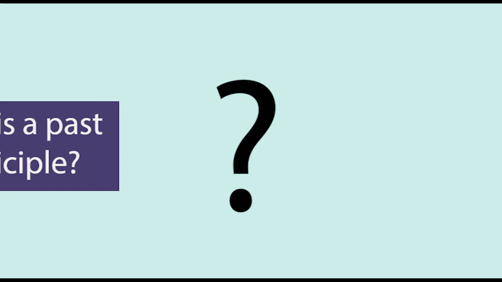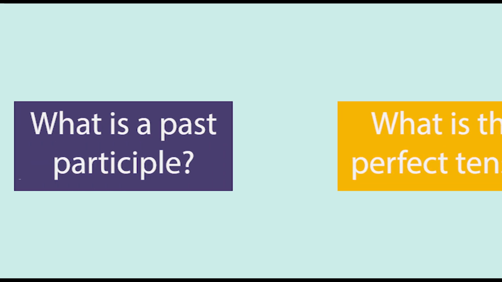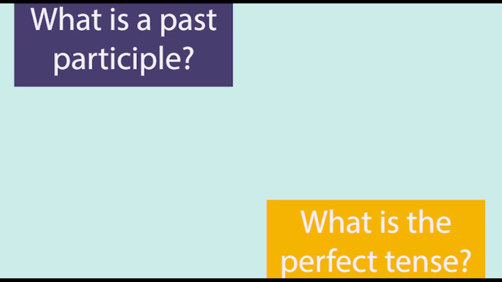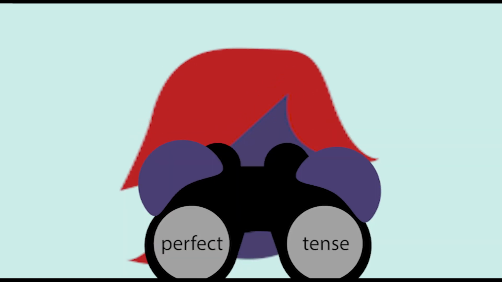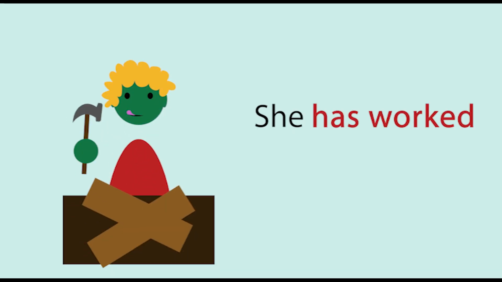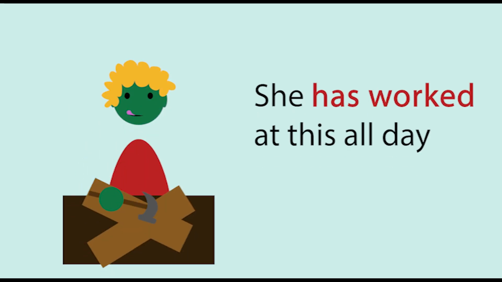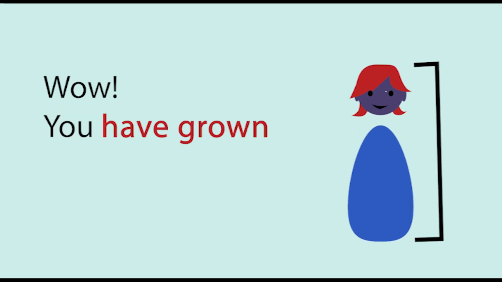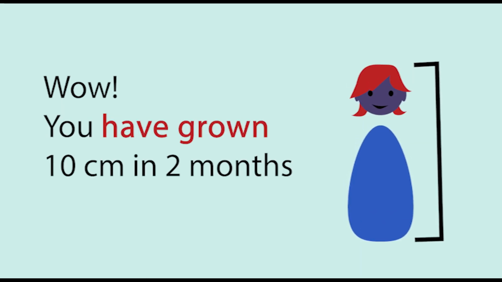But let's start with two basic questions. What is a past participle and what is the perfect tense? Let's look at two examples of sentences in the perfect tense. She has worked at this all day. Wow! You have grown 10 centimetres in 2 months.